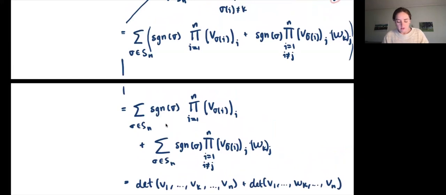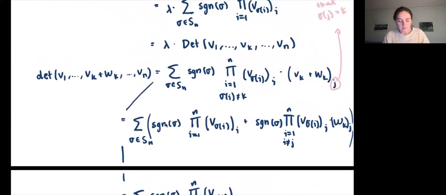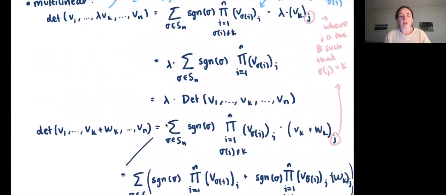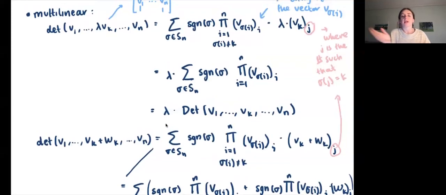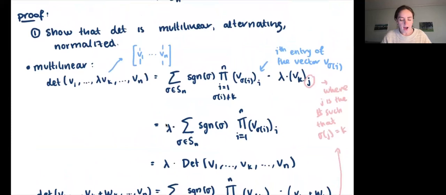So yeah, we showed that we can break it up across sums, and we can take out scalar multiples, and together those give you the full multilinearity property. Okay, so going back, we proved multilinear. We also need to show alternating.